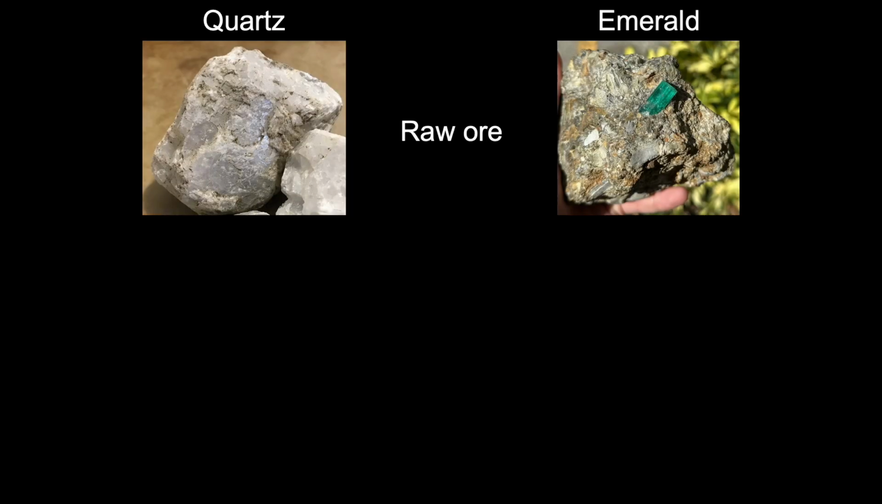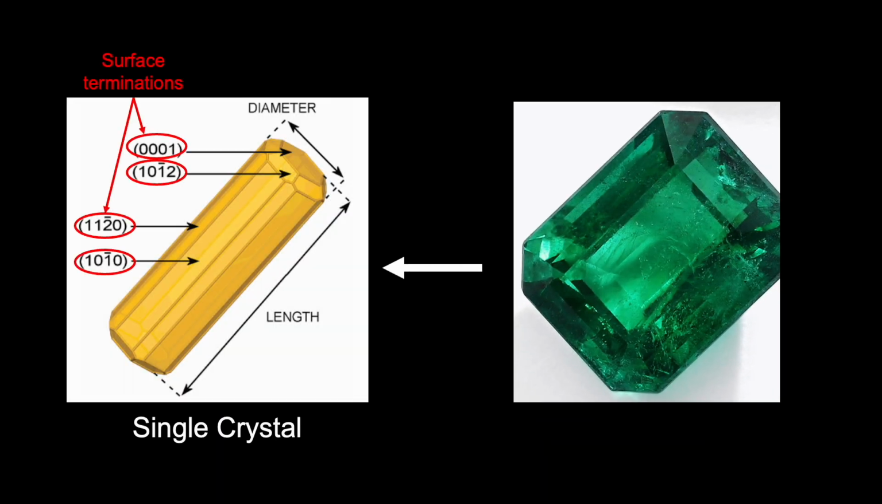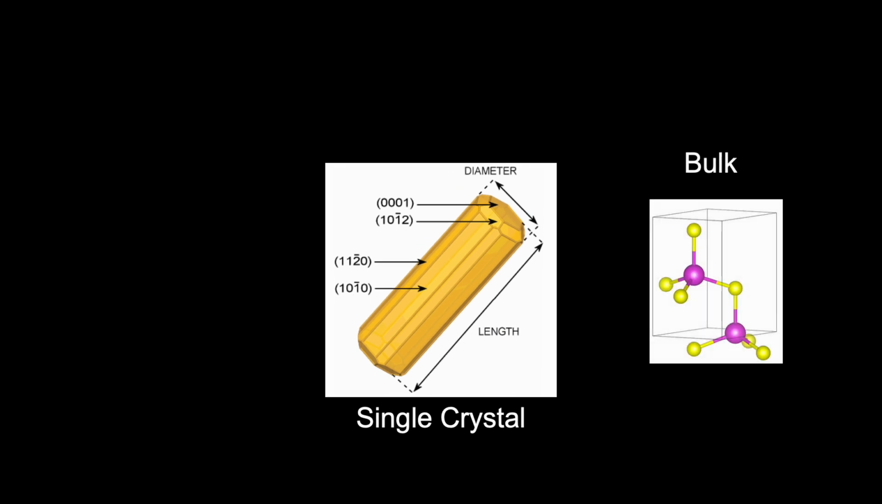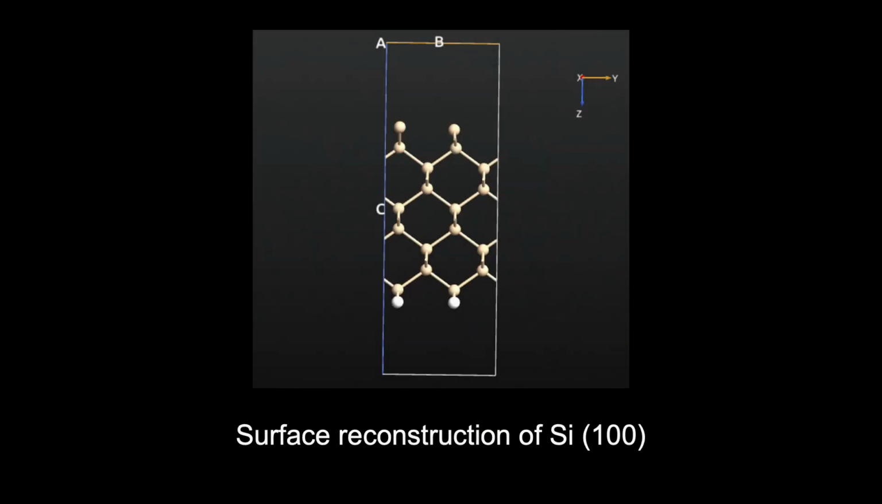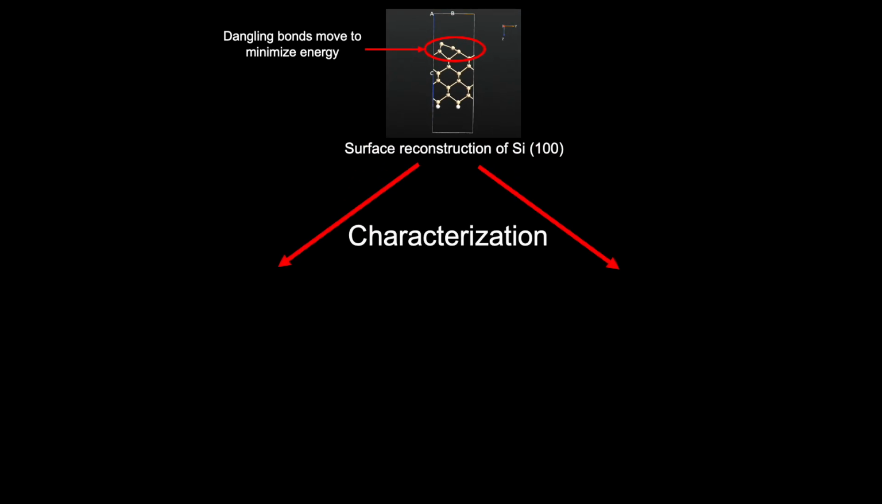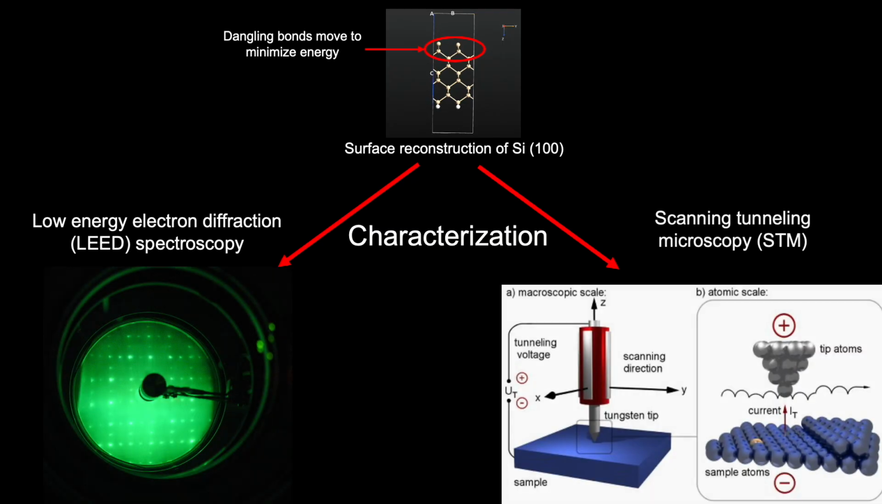You may have noticed that crystals like quartz or emerald are cut into distinct shapes. This exposes several distinct surface terminations. Within a crystal, atoms are arranged in a regular pattern termed the bulk or substrate. When cleaved along a specific direction, a surface is exposed. To minimize energy, the surface atoms will often rearrange such that it is no longer in registry with the bulk, in a process known as surface reconstruction. Experimentally, reconstructed surfaces are often characterized using spectroscopy, such as LEED spectroscopy or STM.